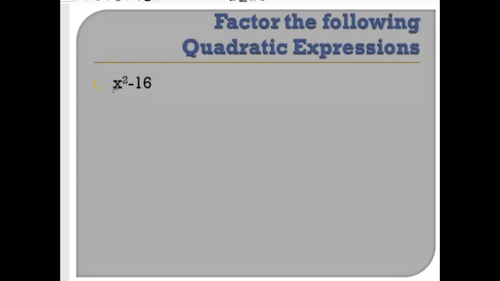So we have x squared minus 16, and we're asked to factor this. So this is a case of a difference of squares. X squared is a perfect square, 16 is a perfect square, and we have a minus sign between them, which means that this factors as x minus 4, x plus 4.